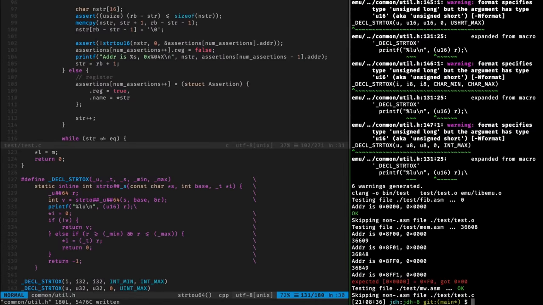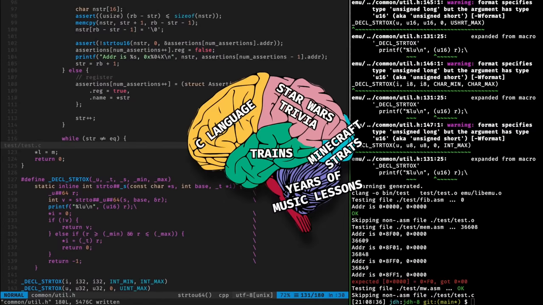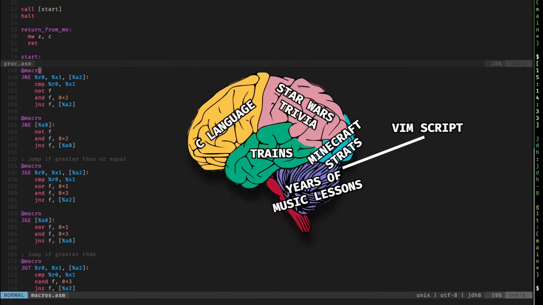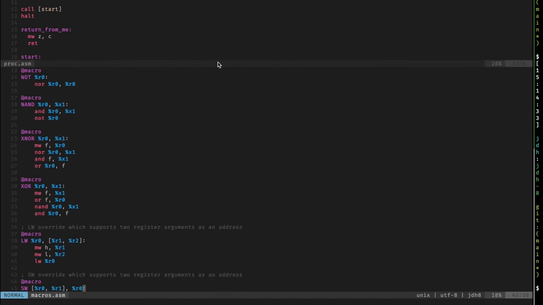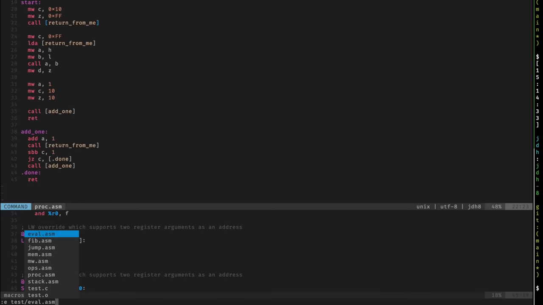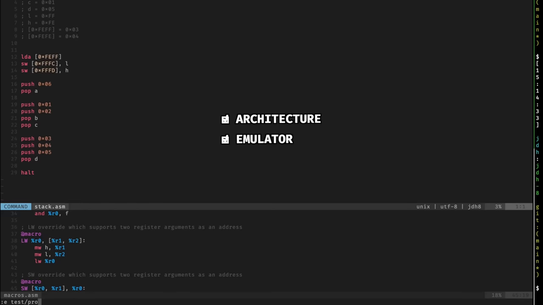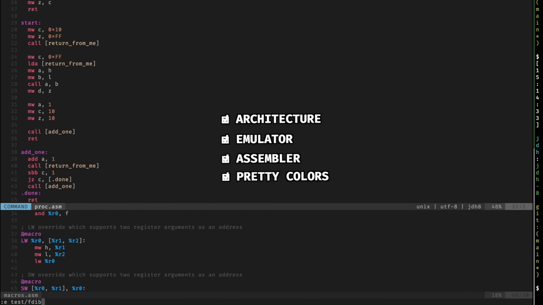Oh, and it was also around here that I dug deep into my brain, pulled out my knowledge of Vim script, and wrote a quick syntax highlighting file for the custom assembly language. Much better on the eyes this way, I think. And with that, we have our architecture, our emulator, our assembler, and most importantly, our syntax highlighting.